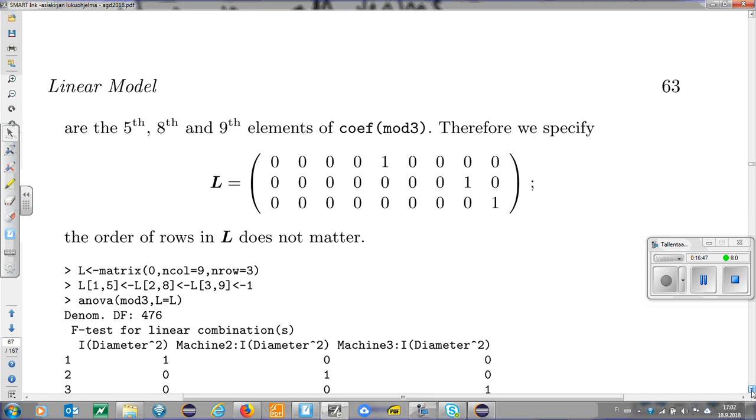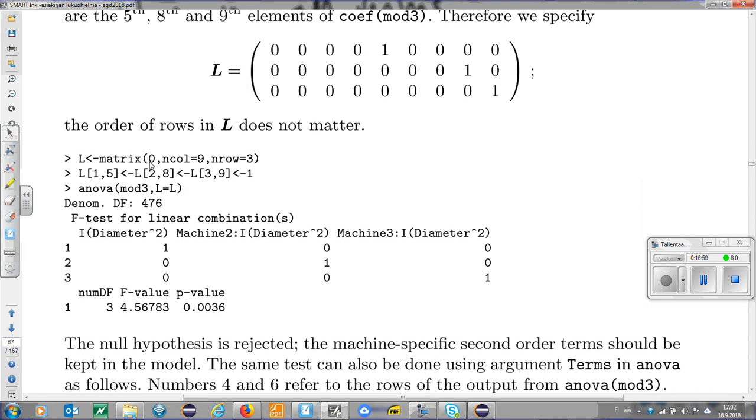And that L matrix has been specified here, and in R you can specify the matrix, for example, using these commands, and then if you call anova and specify that L is equal to your L, it is doing the F test for this kind of linear combination. You see here that it's dropping the correct terms, and you get the p-value 0.036, which suggests that the second power of diameter should be included at least in one of the machines.